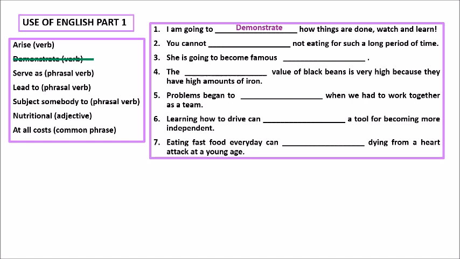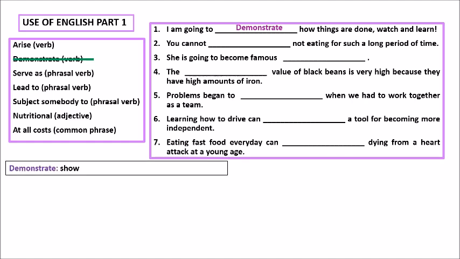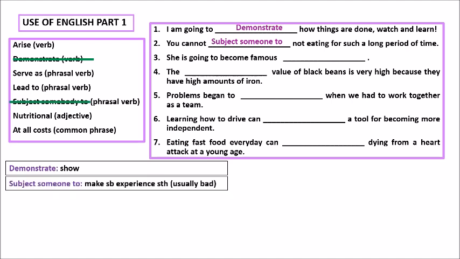Cross out demonstrate, which is a verb, and the definition is to show or to prove. That would also be a synonym. For number 2, you cannot subject someone to not eating for such a long period of time. So this is a phrasal verb, and it means to make somebody experience something, and it is usually something bad.